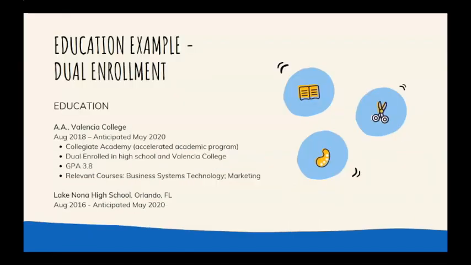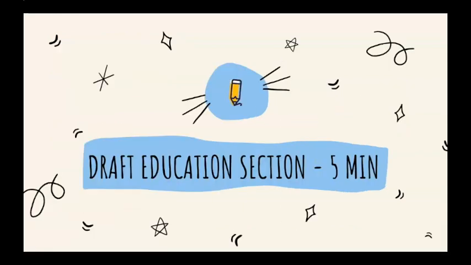Here's an example of how you can format your education section if you're a dual enrolled student. Set another timer for 5 minutes and get started on your education section. Then come back to the video.